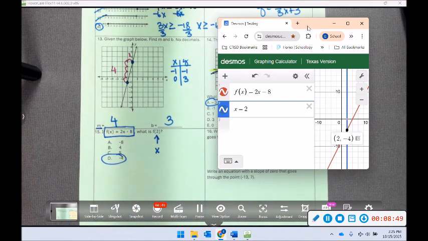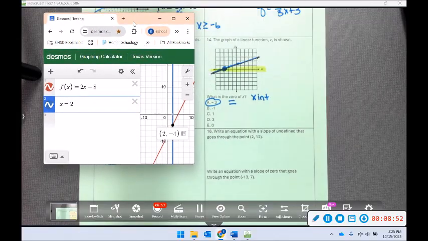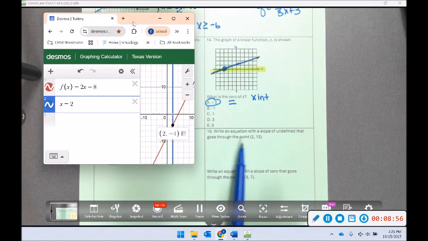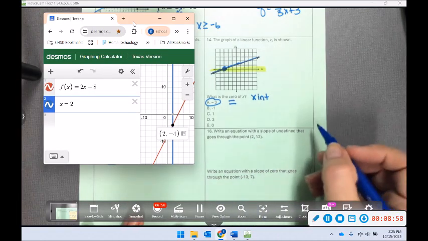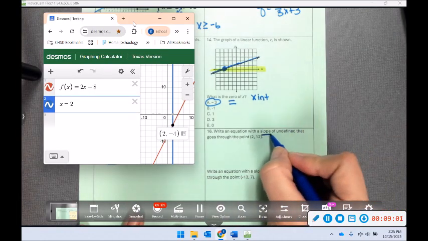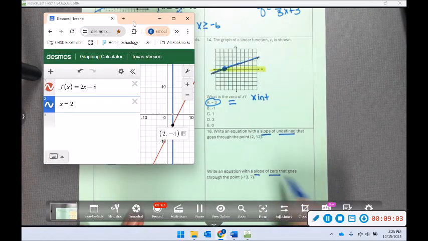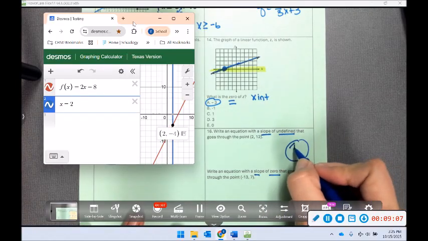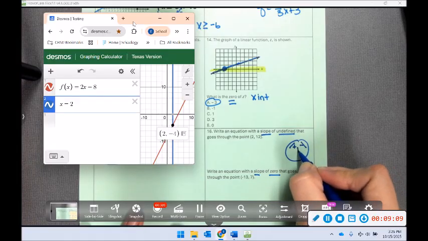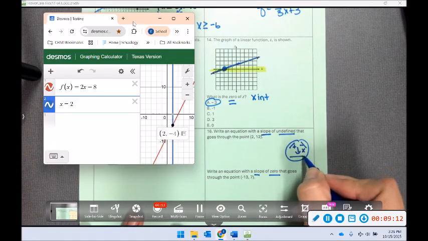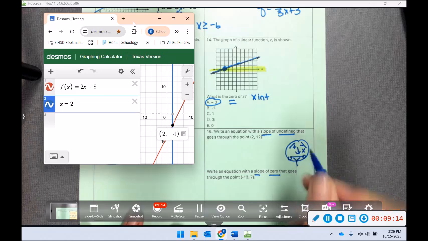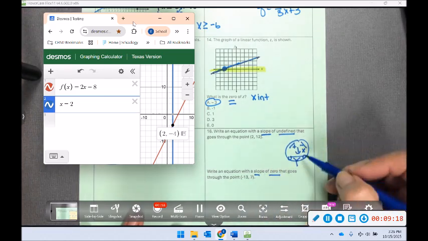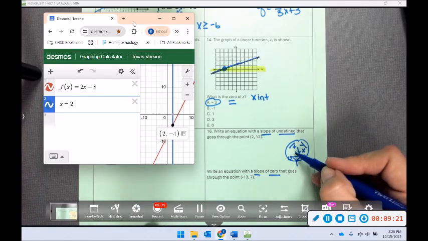Alright, almost done. Last problem. It says write an equation of a line with a slope of undefined that goes to the point 2, 12. Anytime you see a slope question with the word undefined or 0, we need slope guy. So I'm going to draw slope guy right here. So we have a positive slope, a negative slope, an undefined slope, and a 0 slope. So here's slope guy. So this equation says undefined. So I'm looking at slope guy and I'm looking for the u for undefined, which is right here.